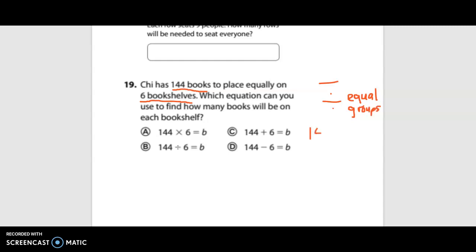So here, I'm taking 144 books, and I'm dividing them up onto 6 bookshelves. So then I would just have to figure out how many books would go on each bookshelf. But I don't even have to do that for this problem. All I have to do is figure out which matches. So my answer would be B. I'm using division to figure out this problem.